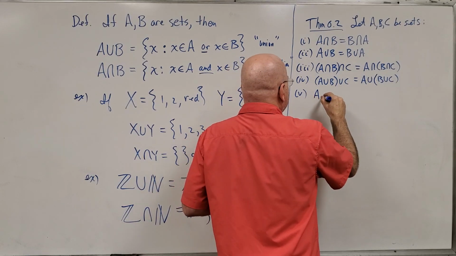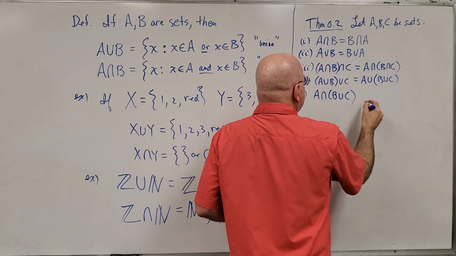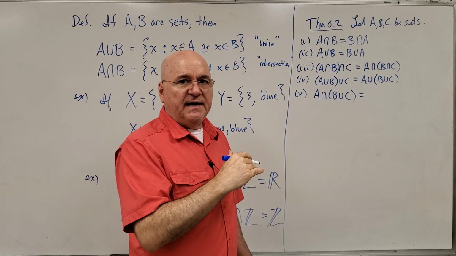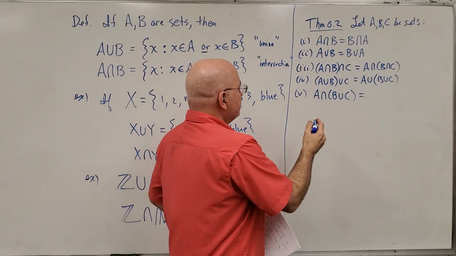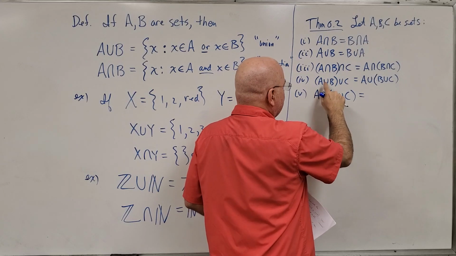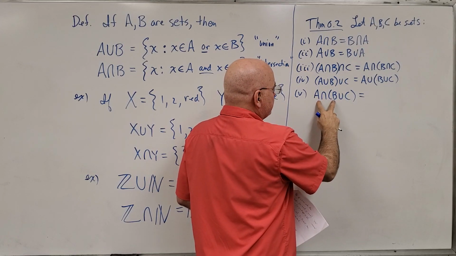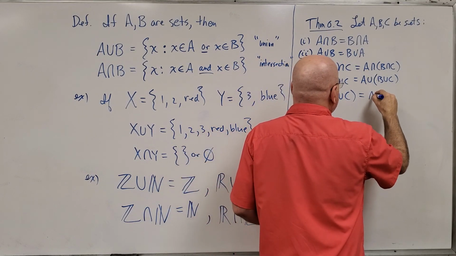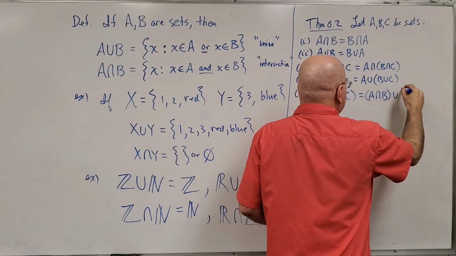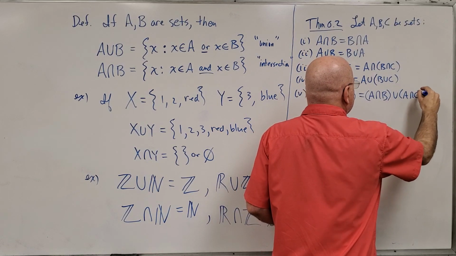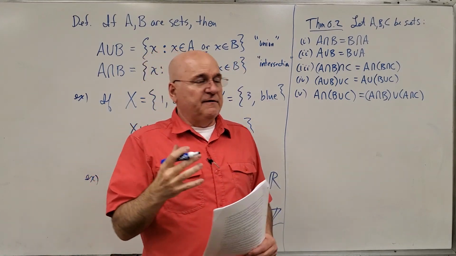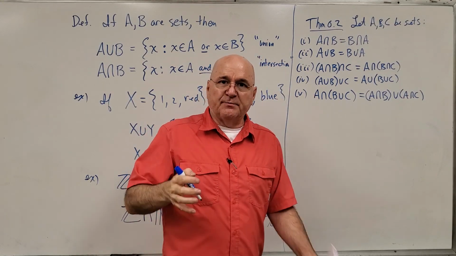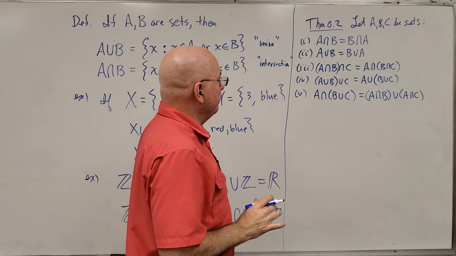The fifth one, A intersect B union C. This one's the first one that may not quite be intuitive. It's going to look like the distributive property. I need to distribute the A to the B and the A to the C. So I'm going to take A intersect B union with A intersect C. Make sure you use parentheses. If you've got an expression with unions and intersections, it might look ambiguous. Make sure you put the parentheses in to make it perfectly clear.